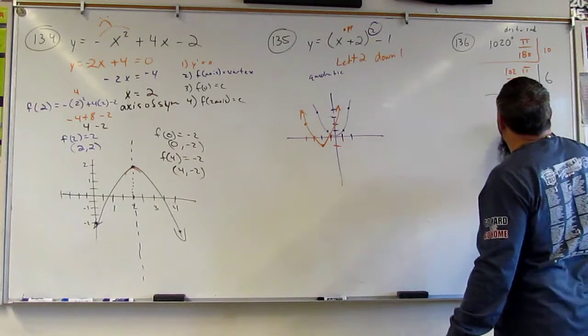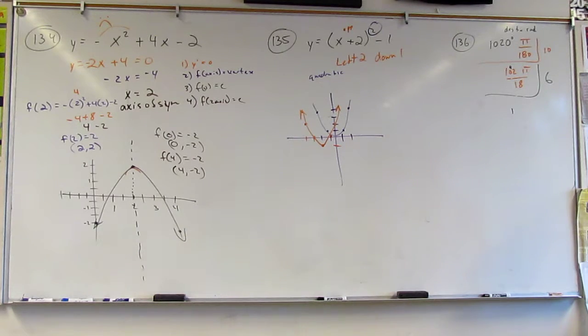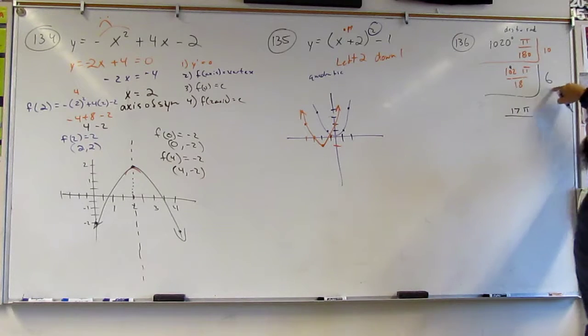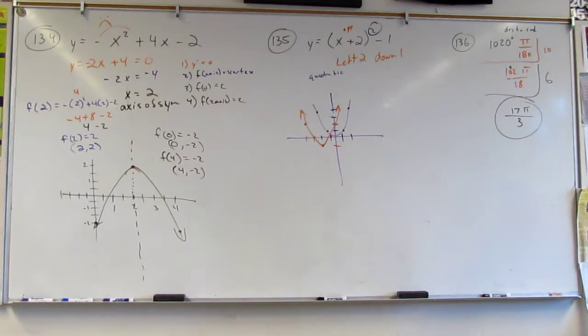6 goes into 10 how many times? Once, with 4 left over, right? And 6 goes into 42 7 times. How many times does 6 go into 18? 3 times. So you're done. 17 pi over 3. Cake. And then you can think, how many pi's is that?